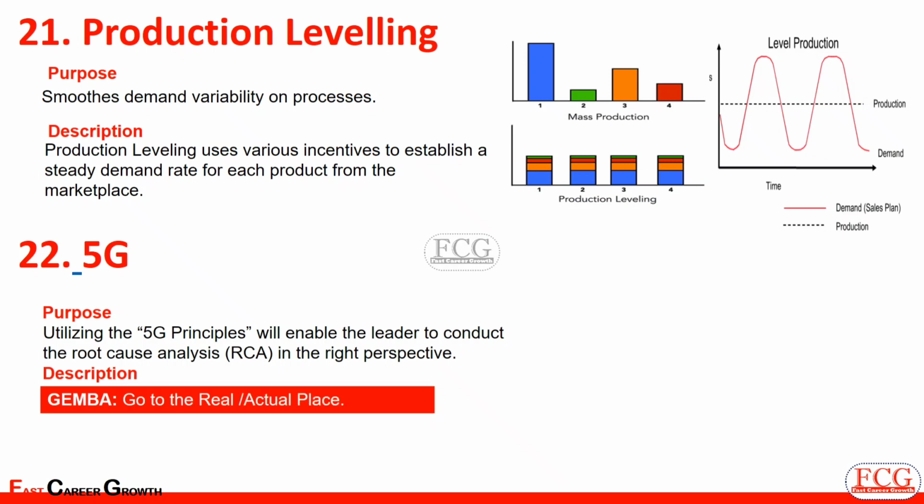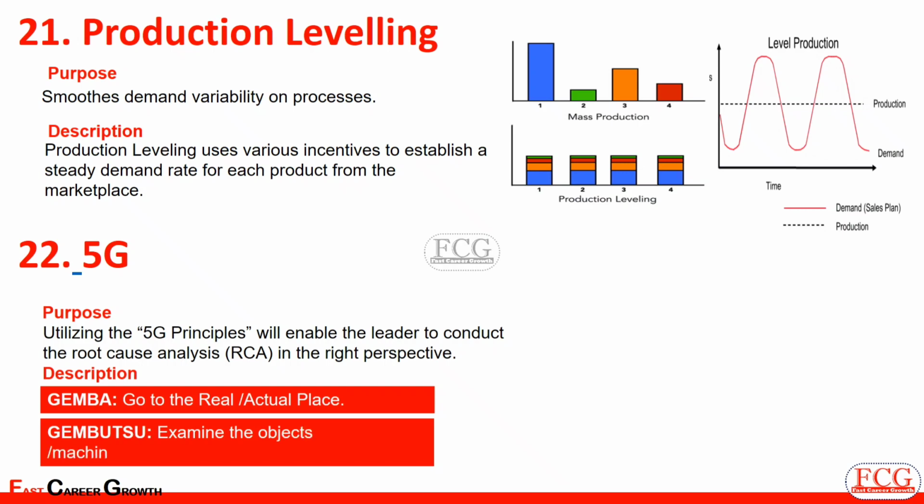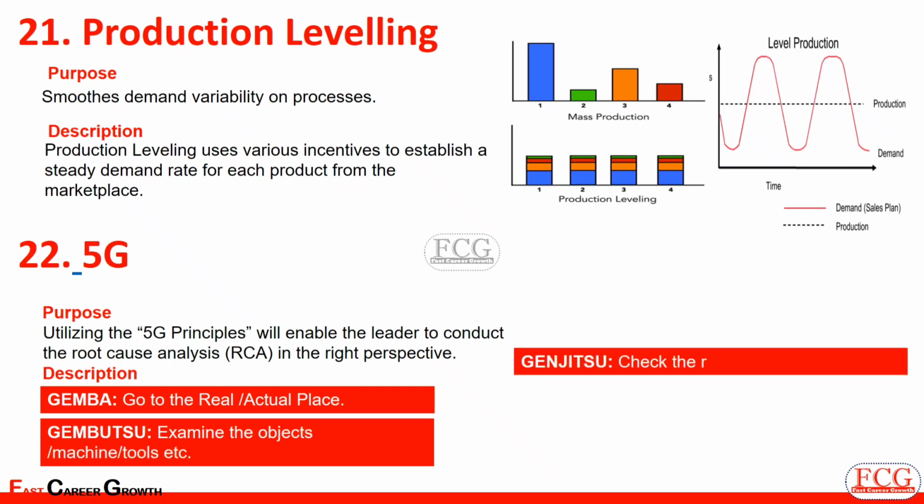Gembutsu: examine the objects or machine or tools etc. In this step, your problem-solving team members should examine the machine, parts, objects, and tools that were involved in the failure. During the examination, you can find clues of failure. Genjitsu: check the real facts. In this step, your team must collect the before and after data and test report, and the team should link the data to the actual facts of what really happened.